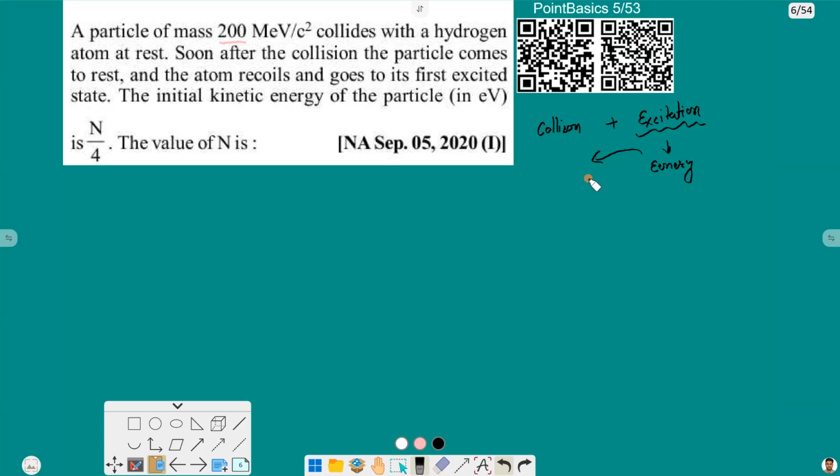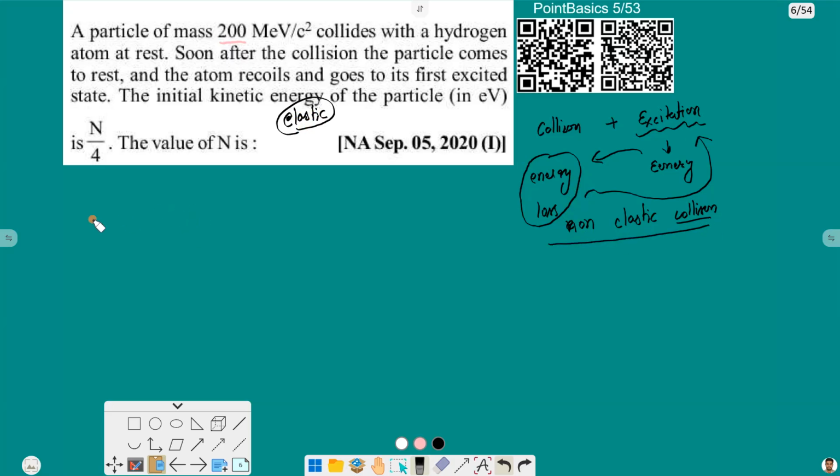During this collision, there will be energy loss, and that energy loss will be absorbed by the atom, and that will lead to the excitation. As there is energy loss, this cannot be an elastic collision. So it is basically a non-elastic collision. Normally for particles, collisions are elastic, but as there is excitation happening, this will be a non-elastic collision.